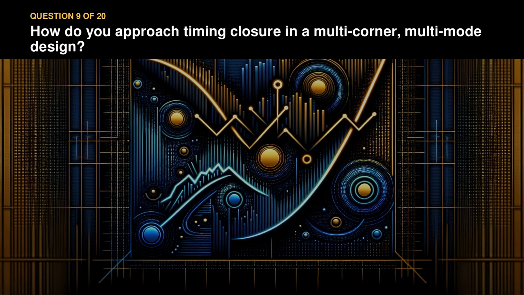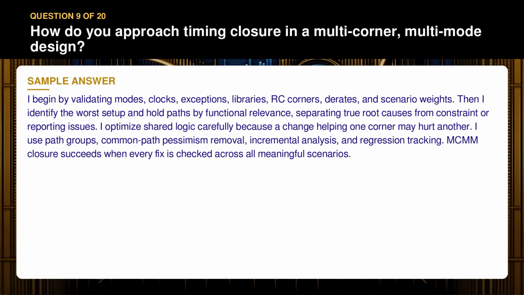Question 9. How do you approach timing closure in a multi-corner, multi-mode design? I begin by validating modes, clocks, exceptions, libraries, RC corners, derates, and scenario weights. Then I identify the worst setup and hold paths by functional relevance, separating true root causes from constraint or reporting issues. I optimize shared logic carefully because a change helping one corner may hurt another.